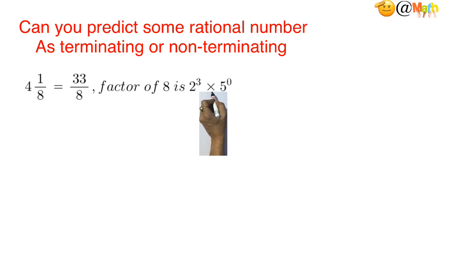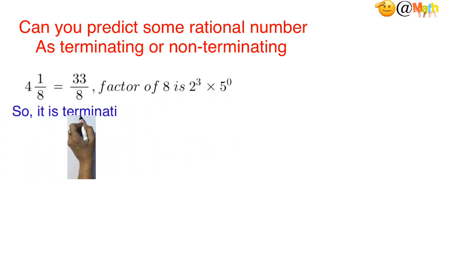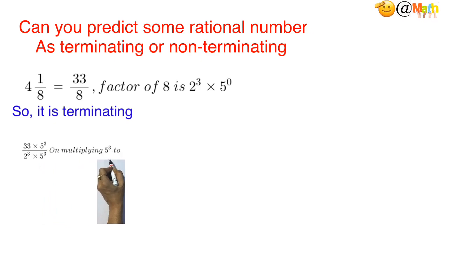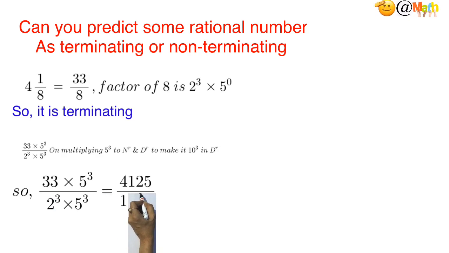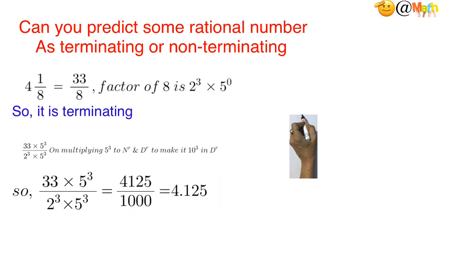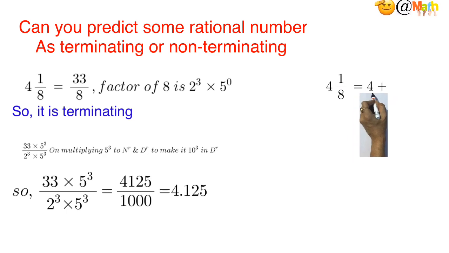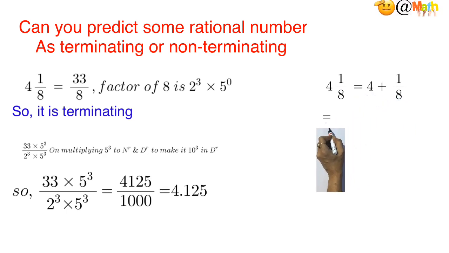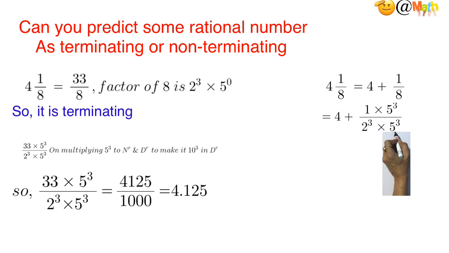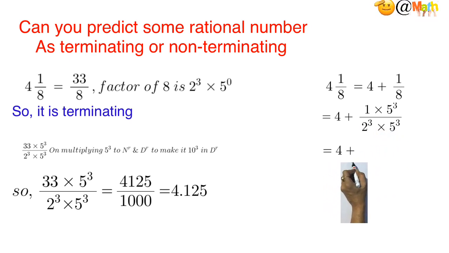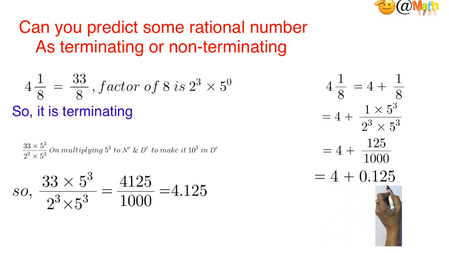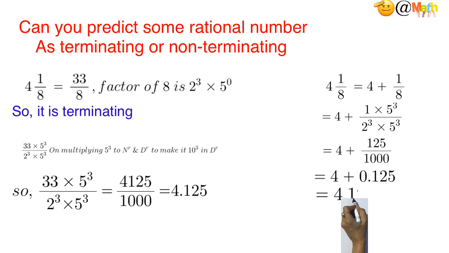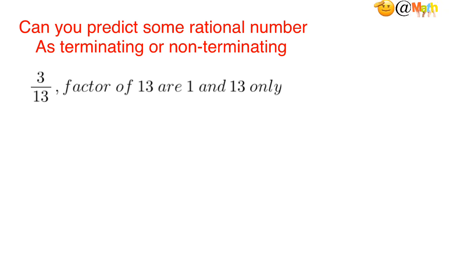For 4 whole 1 by 8, which equals 33 by 8, now look at the factor of 8, which is 2 to the power 3 into 5 to the power 0. So it is terminating. Now on multiplying 5 to the power 3 to both numerator and denominator to make the denominator 1000, we have 4.125. In another method, 4 whole 1 by 8 can be written as 4 plus 1 by 8, and multiplying 1 by 8 by 5 to the power 3 in numerator and denominator also results in 4 plus 125 by 1000, which is equal to 4.125.